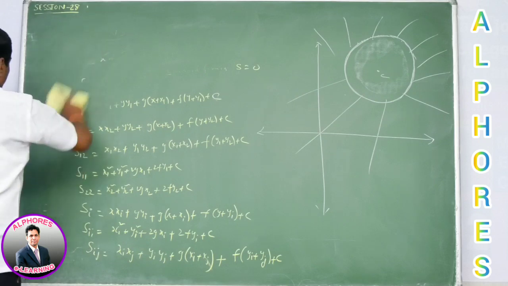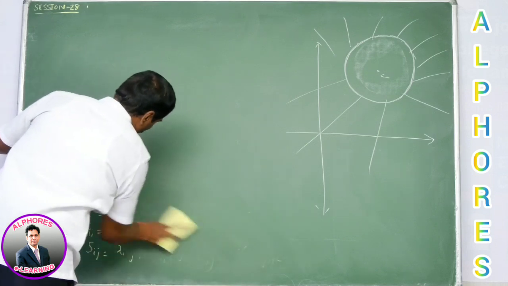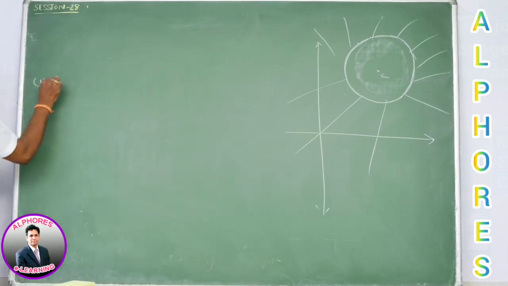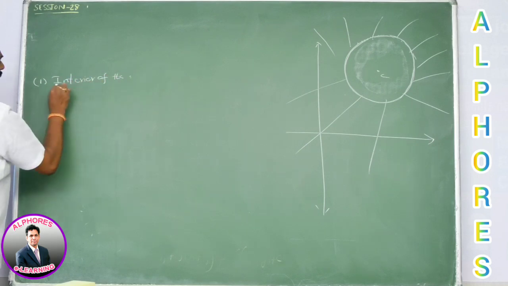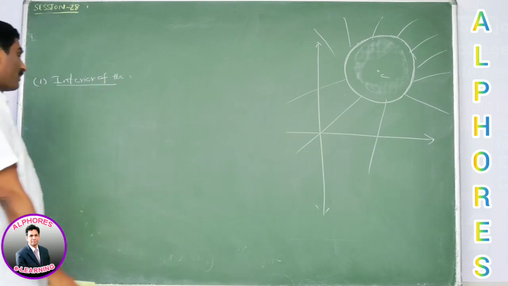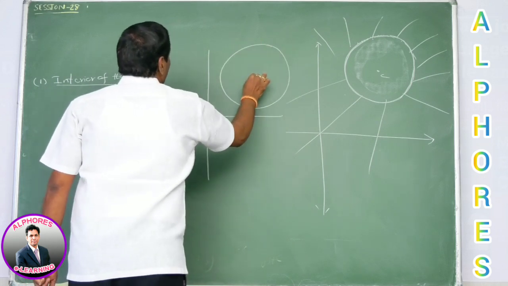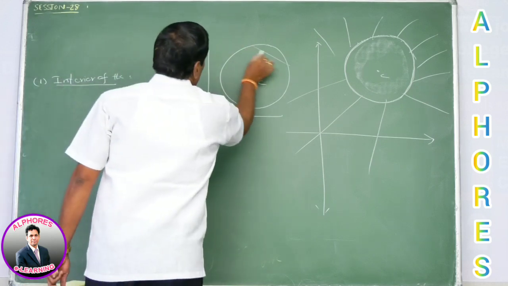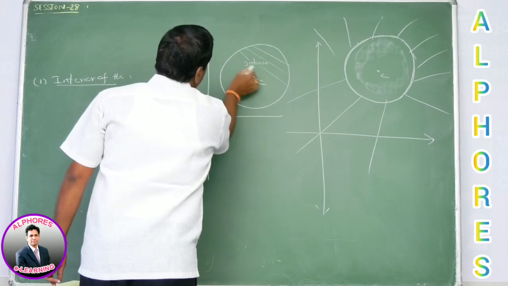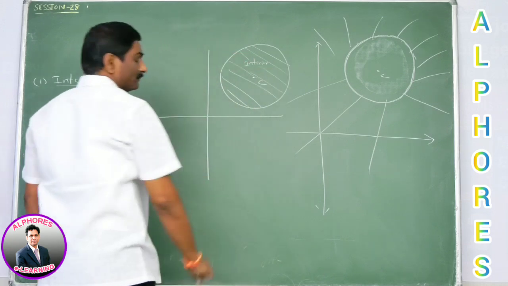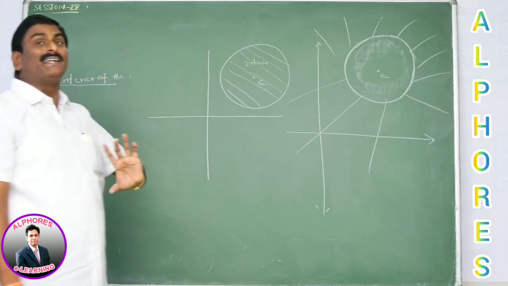Every circle divides the plane into three parts. They are: first one, interior of the circle. Interior of the circle is nothing but the points which lie inside of the circle. That means the region containing the center. This is the interior point. This is the interior. In this region, C lies in this interior part. So the region containing the center is said to be the interior region.